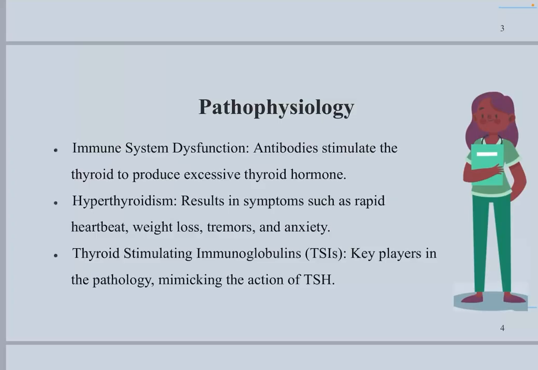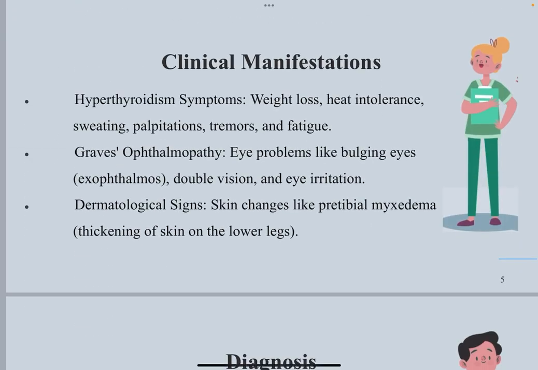Now, discussing the pathophysiology, Graves' disease basically results from immune system dysfunction. That is, antibodies form, which include thyroid-stimulating immunoglobulins, TSI, which stimulate the thyroid to produce excessive thyroid hormones. This excessive thyroid hormone production results in hyperthyroidism, which results in symptoms such as rapid heartbeat, weight loss, tremors, and anxiety.